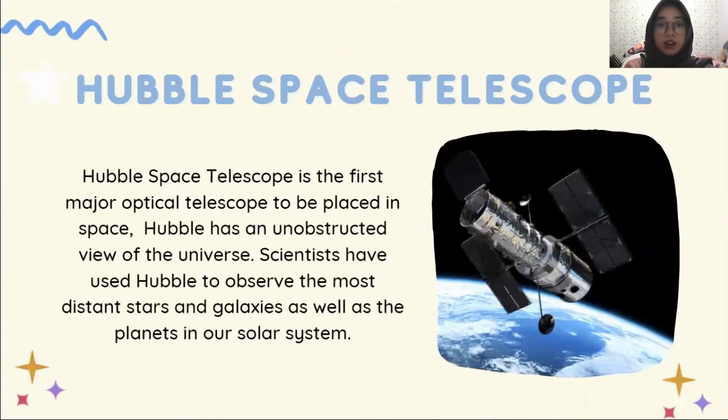Then I will tell you about the Hubble Space Telescope. The Hubble Space Telescope was founded by Edwin Hubble in 1983. The Hubble Space Telescope is the first major optical telescope to be placed in space. Hubble has an unobstructed view of the universe, and scientists use the Hubble telescope to observe the most distant stars and galaxies as well as the planets in our solar system.